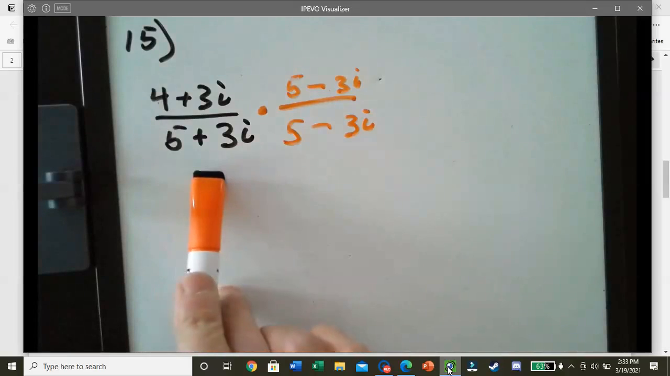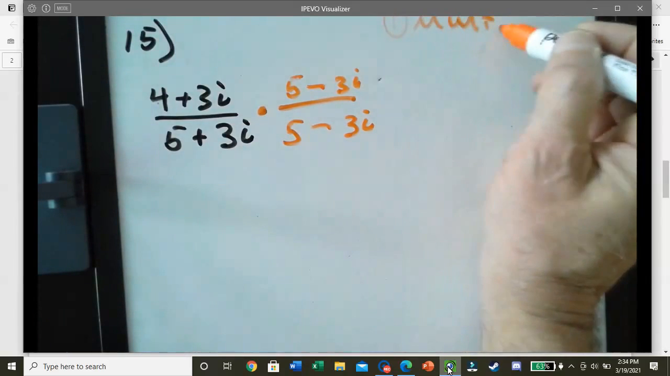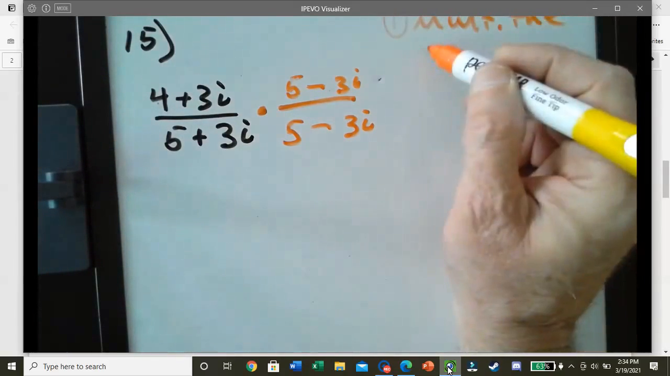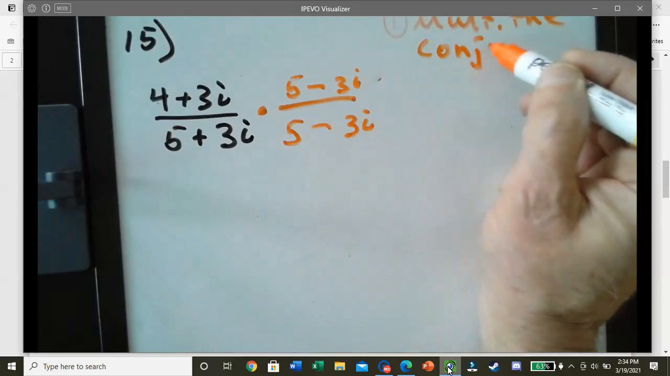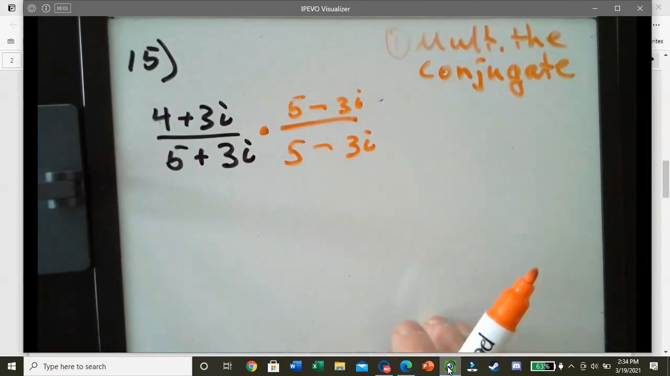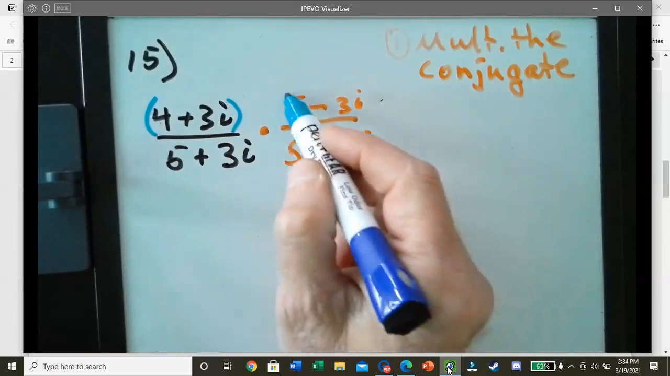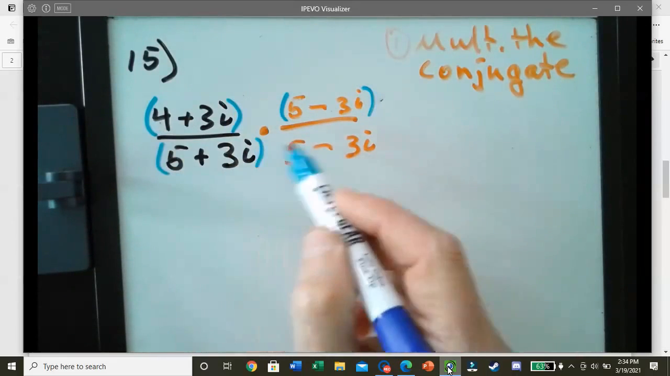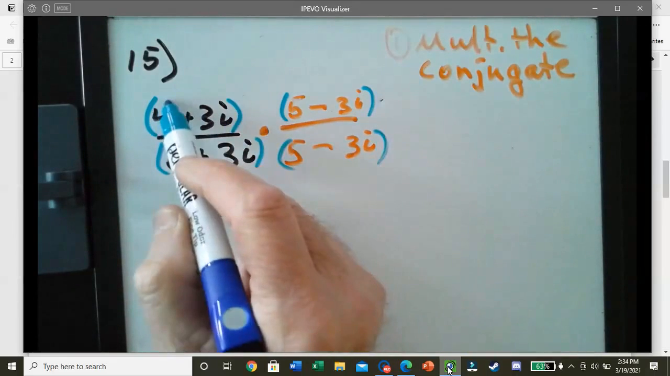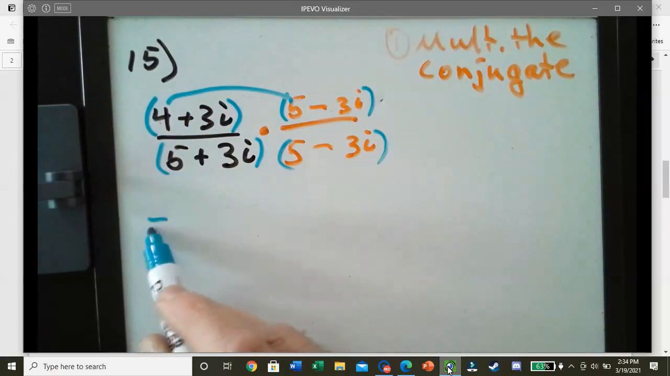Okay, so first step, multiply by the conjugate. That's what we did here. So we're going to multiply, FOIL, like we put these in parentheses. Multiply the two first terms. 4 times 5 is what?